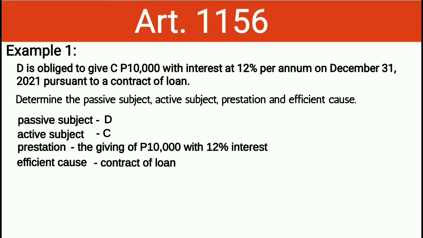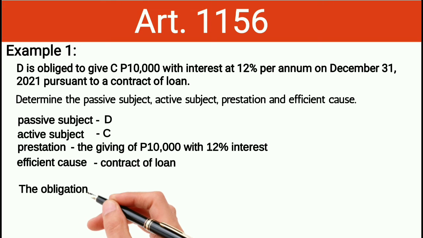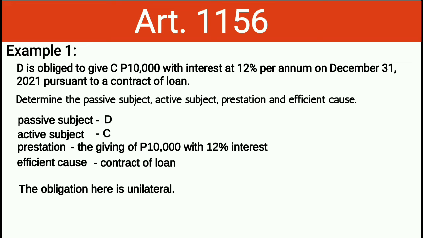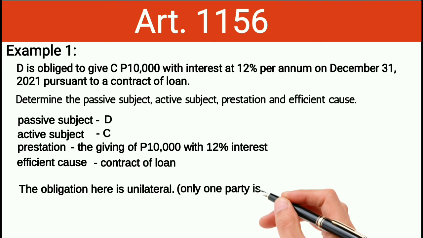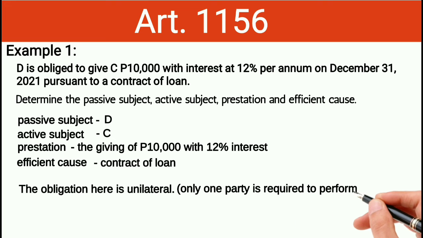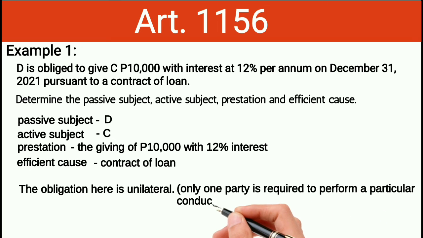In this example, the obligation here is unilateral. Ang ibig sabihin ng uni ay one. So, ang ibig sabihin ng unilateral obligation is that only one party is required to perform a particular conduct. Kasi dito, sa example natin, si D lang ang merong obligation. Siya lang ang required na mag-perform ng obligation.